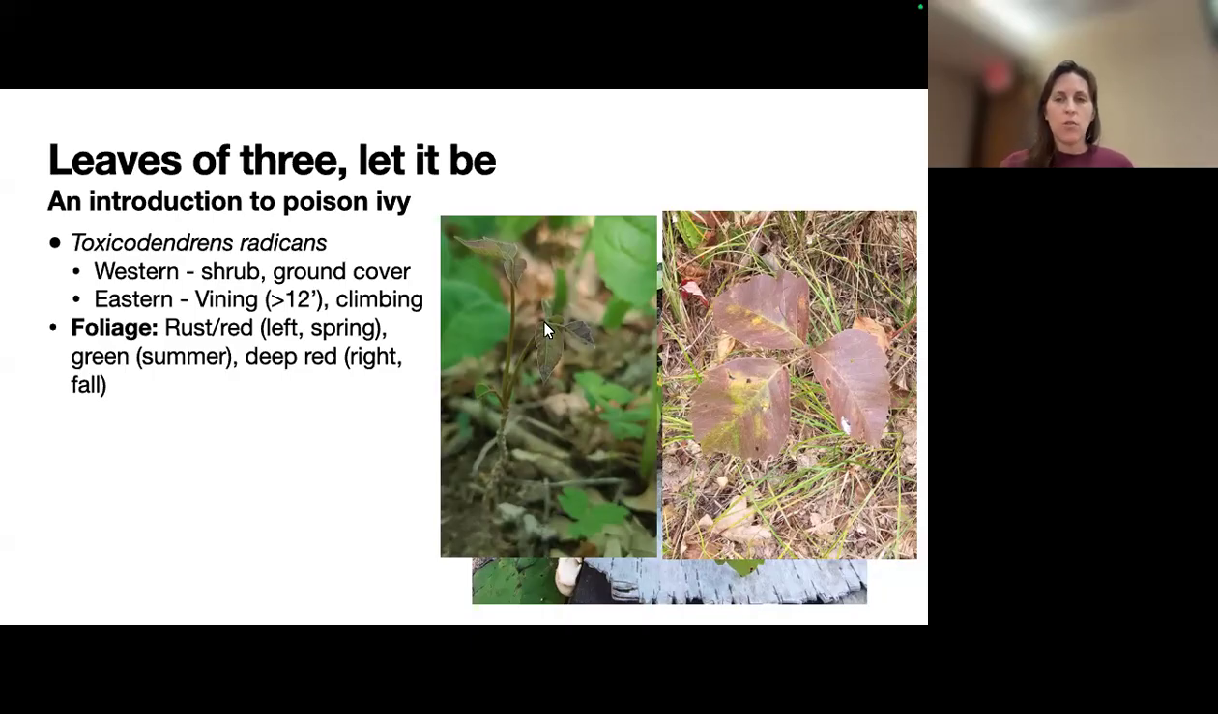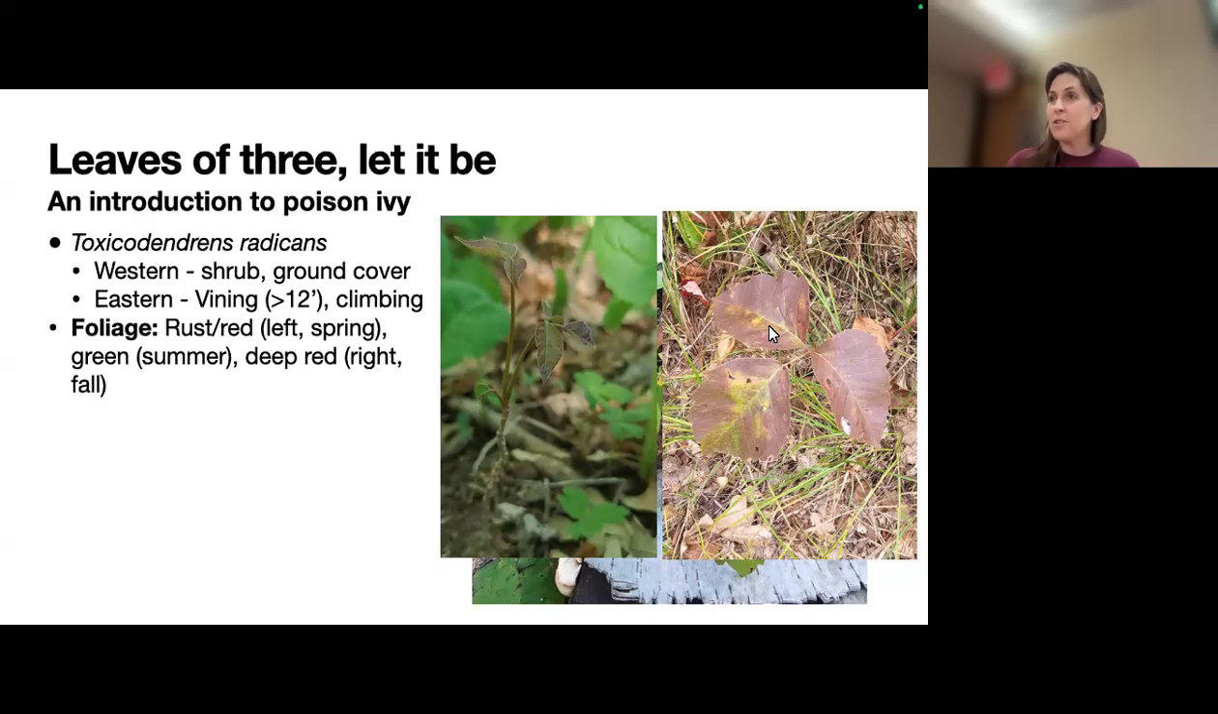Then it goes through that green color during the summer, and then in the fall, it does change colors as well, and it can take on this deep red to brown color. In areas that have high concentrations of poison ivy, it can kind of look like this overwhelming red area.